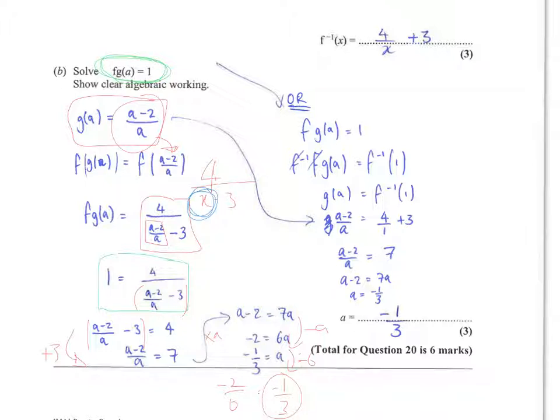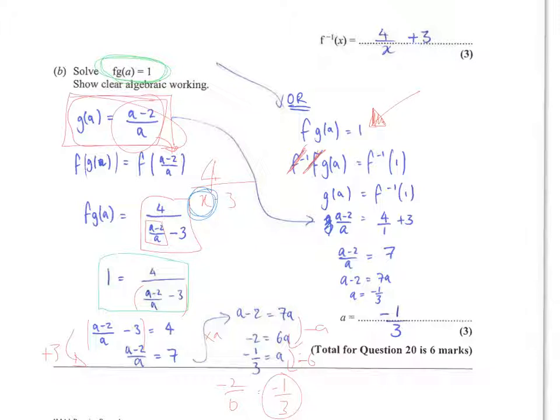Alternatively, we can think of working out fg of a equals 1. Well, to get rid of the function f, I can inverse it. So if I apply the inverse function to both sides, that would cancel out the function f, leaving g of a on the left-hand side equals now the inverse function f of 1. G of a we've calculated already over here, a minus 2 over a.